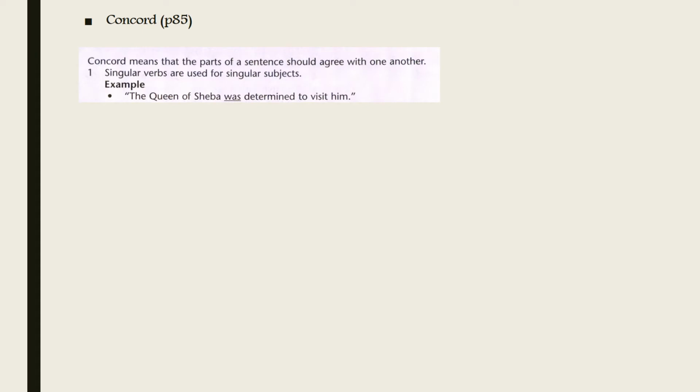In our first example, you will see that we are working with the Queen of Sheba. Because she is only one person, our form of verb takes on a singular form. So in this case, it is was. So our sentence reads, the Queen of Sheba was determined to visit him. Queen of Sheba, one subject, was singular form of verb. Therefore, you can say that there's an agreement between this subject and the verb.